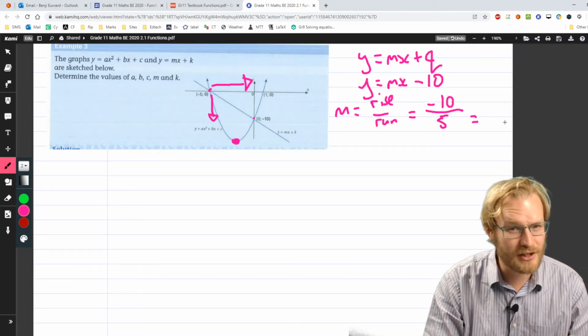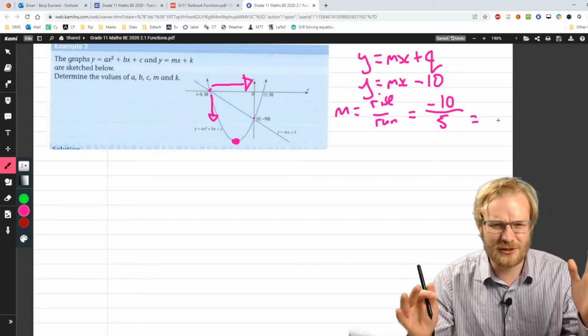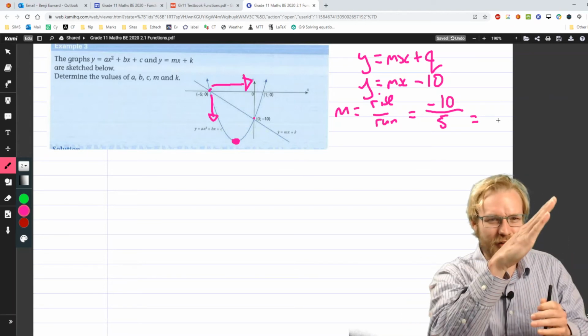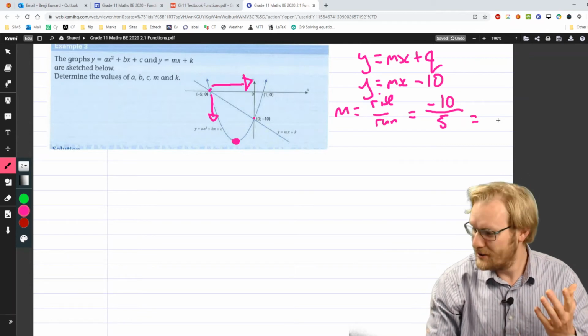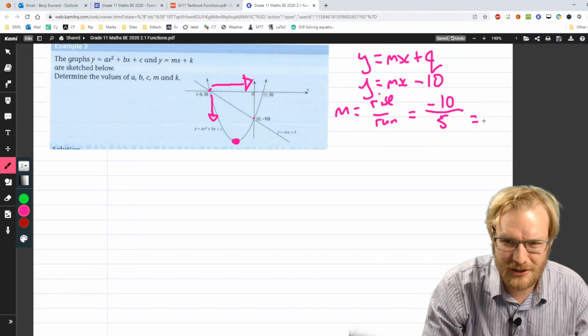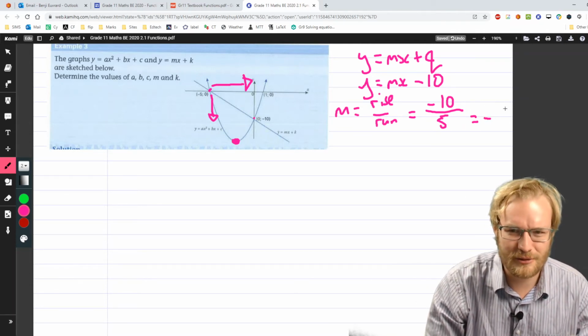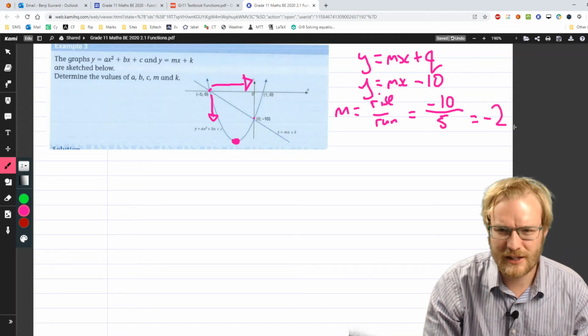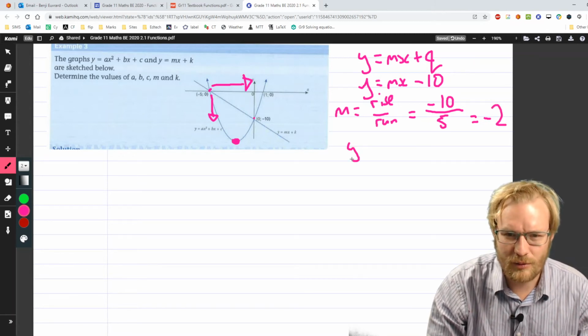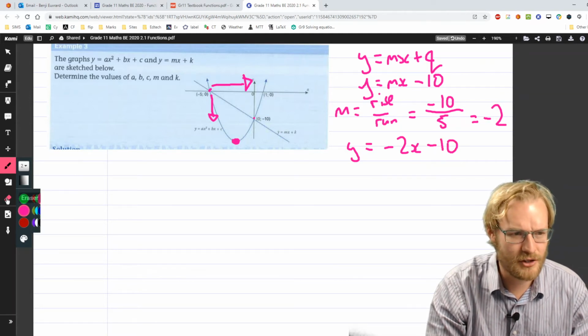That same question I keep asking: what are we expecting this to be? Is the gradient a positive gradient or a negative gradient? Well, it's a negative gradient, so at least we're not too baffled when we see a negative come out. So that's negative 2. So y equals negative 2x minus 10. Okay, things are looking good.